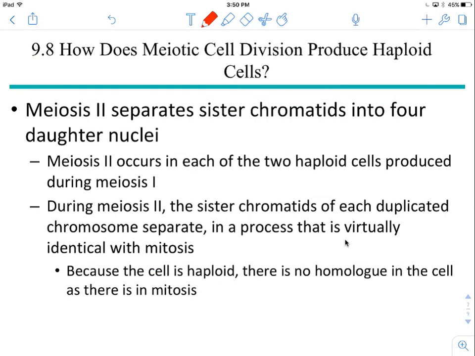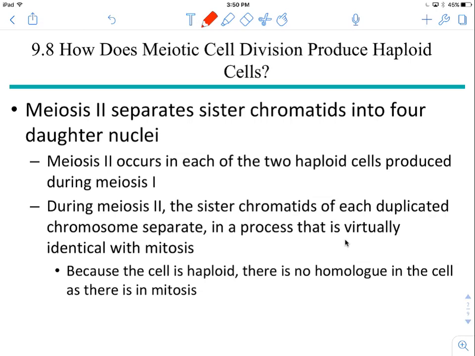Meiosis 1, as you recall, was the reduction division. It separated the homologous pairs. Meiosis 2 is going to separate our sister chromatids. So meiosis 2 looks very similar to mitosis, and that's because it's exactly the same as mitosis. You'll see in a minute.